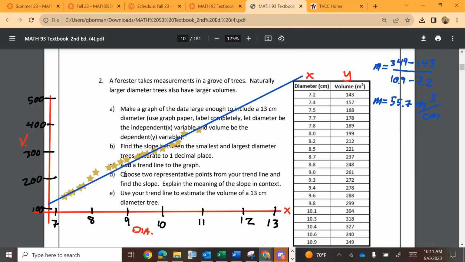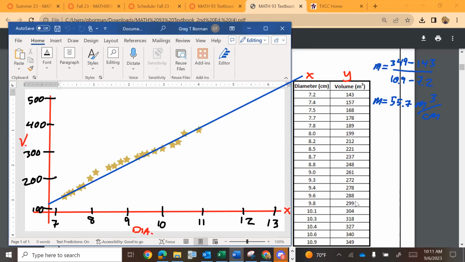Let's see what else we've got going on in this problem. That's part C. Part D: choose 2 representative points from your trend line and find the slope, and explain the meaning of the slope in context. Some people like to skip over the explain the meaning, and I'm like, that's really important because it means you actually know what's going on. Choose 2 representative points from your trend line. Now notice, here's another common mistake people make. It doesn't say choose 2 points from your table. It says choose them from the trend line.